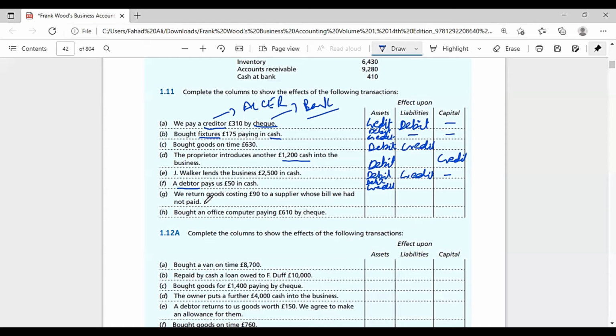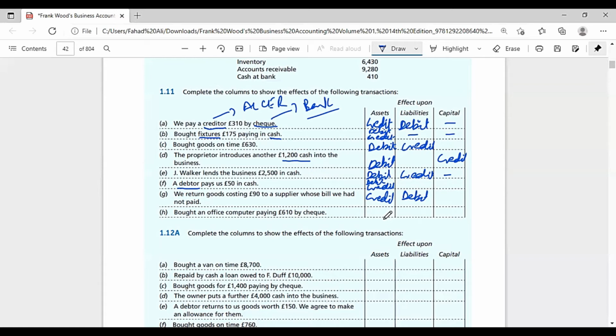We return goods costing 90 to a supplier whose bill we had not paid. So we return goods, purchases return. To a supplier whose bill we had not paid. So he was before a liability. So see, the liabilities are also decreasing and the expenses are also decreasing. First we did purchases, so purchase return is decreasing. Purchases is decreasing. So when an asset decreases it is credited. And liabilities are also decreasing, so it is debited.